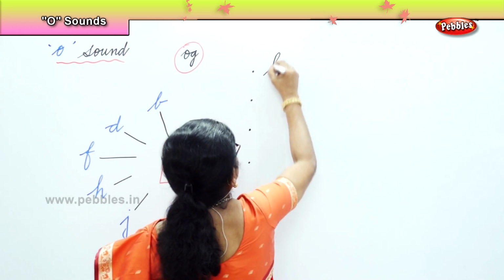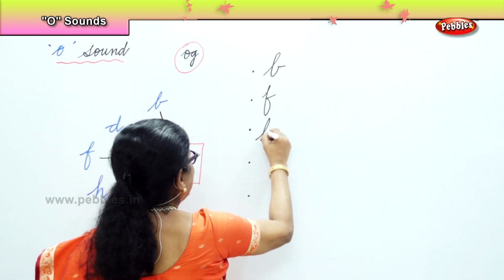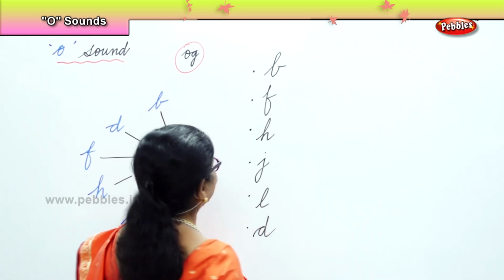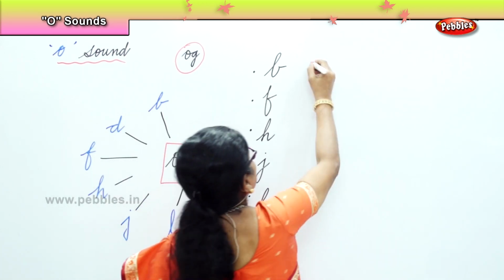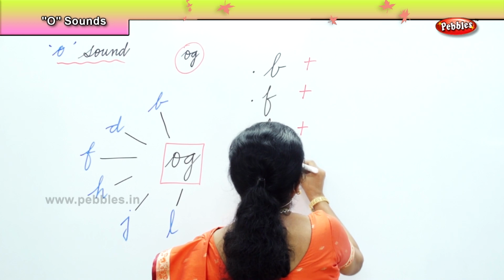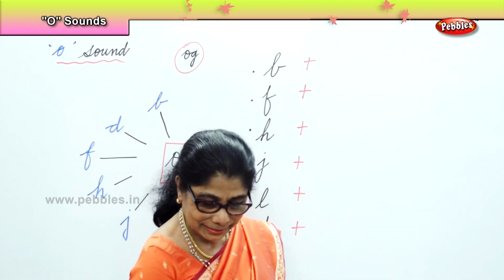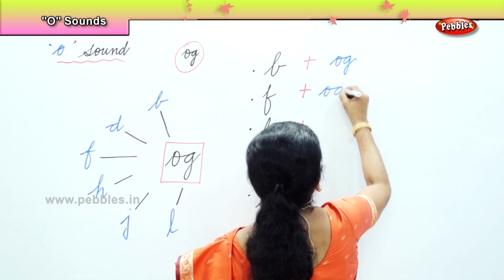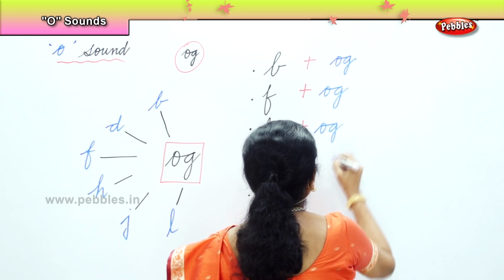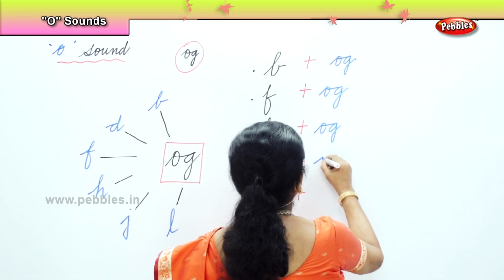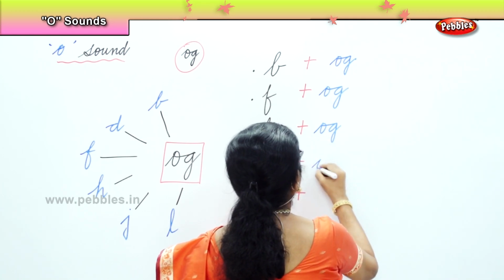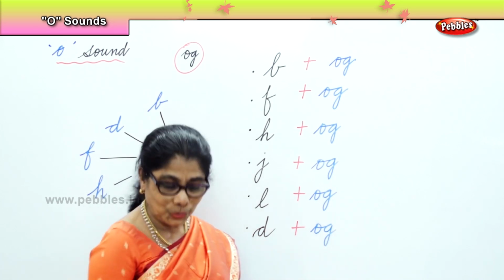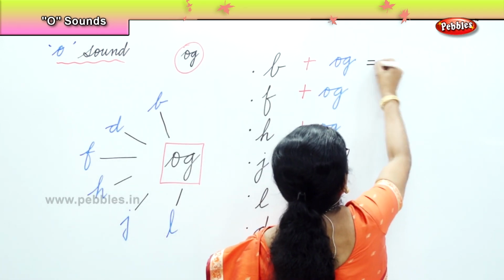Okay, b, f, j, l, d. Fine. Now with this we add on og. The letter plus og and we get a new word. What is that word? B plus og, bog. F plus og, fog. H plus og, hog. That's a hog, like a pig. J plus og, jog. L plus og, log. D plus og, dog. So we get new words when we blend the letter plus og sound.